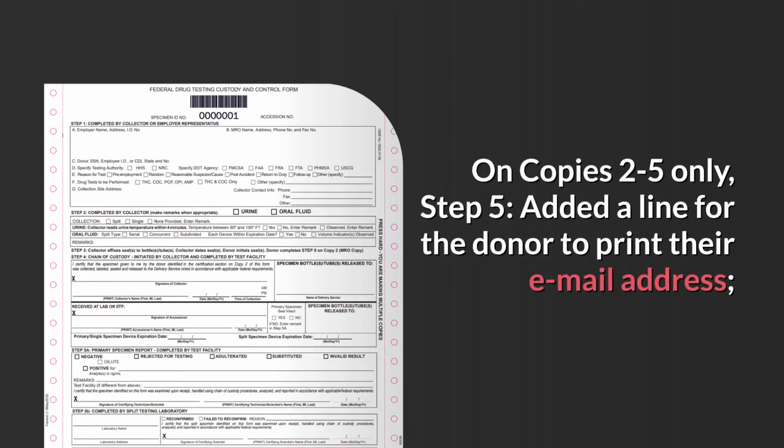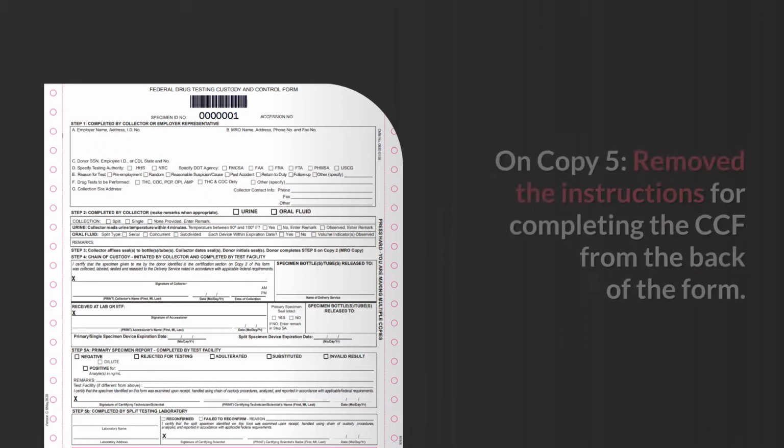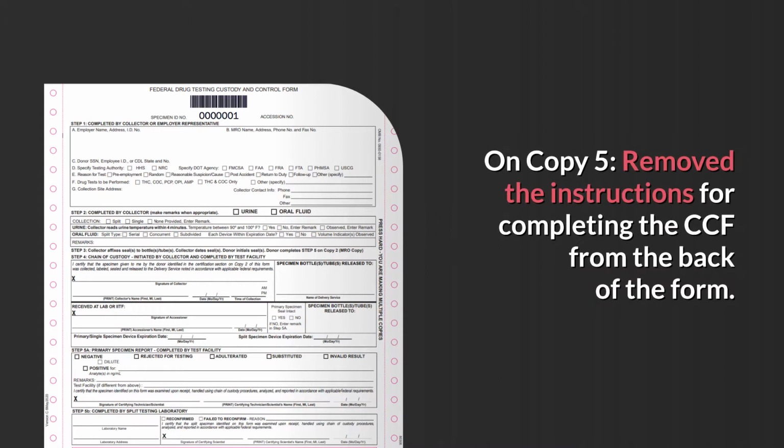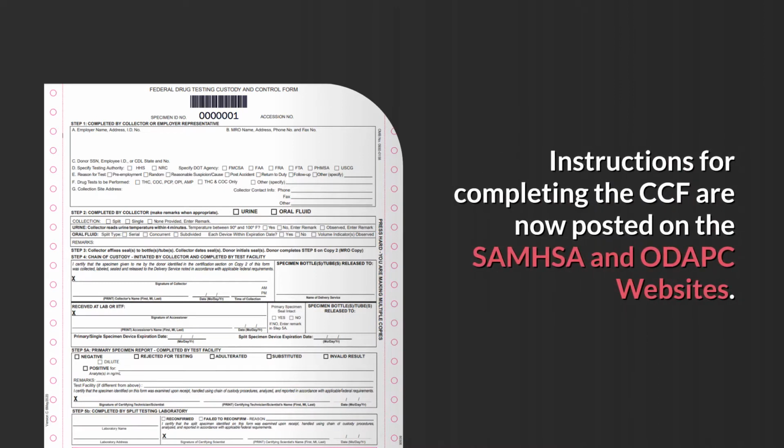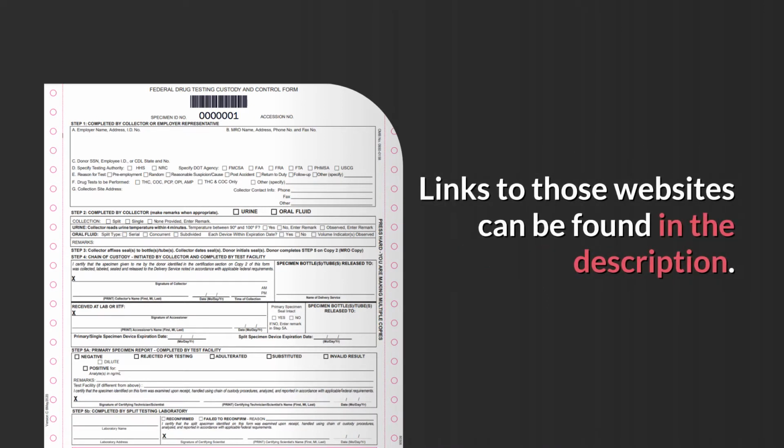On copies 2 through 5 only, Step 5, added a line for the donor to print their email address. On copy 5, removed the instructions for completing the CCF from the back of the form. Instructions for completing the CCF are now posted on the SAMHSA and ODAPSI websites. Links to those websites can be found in the description.